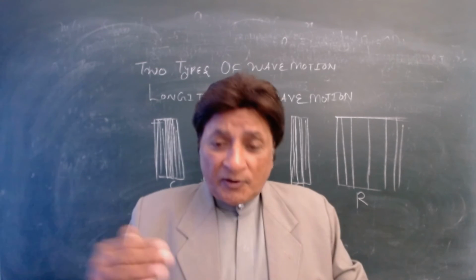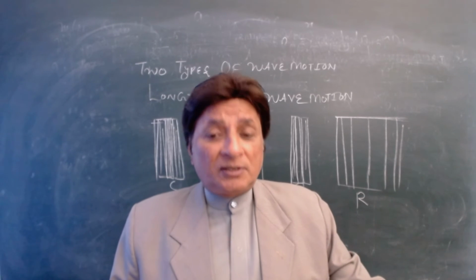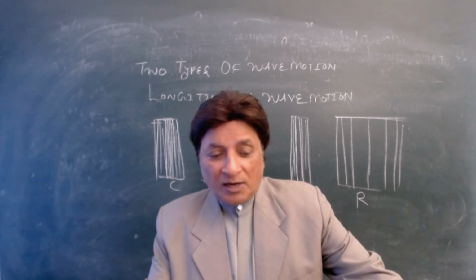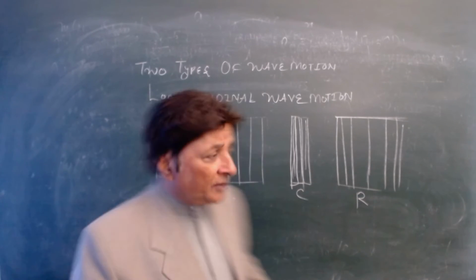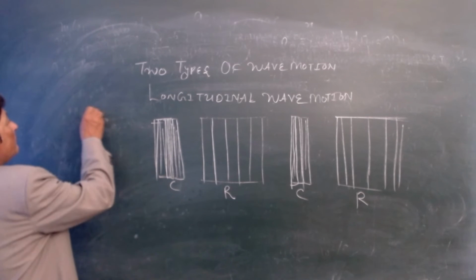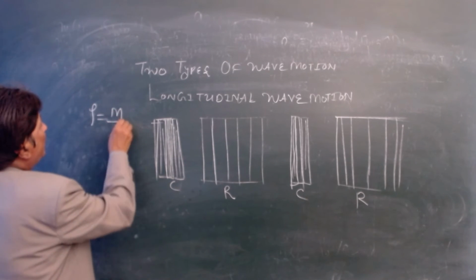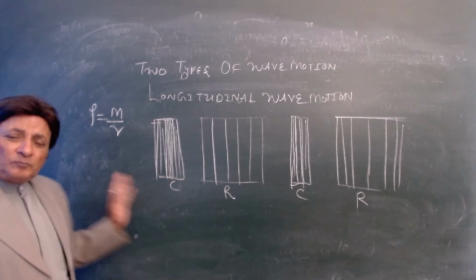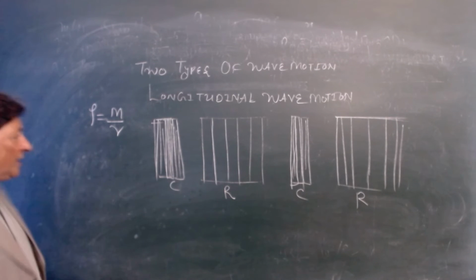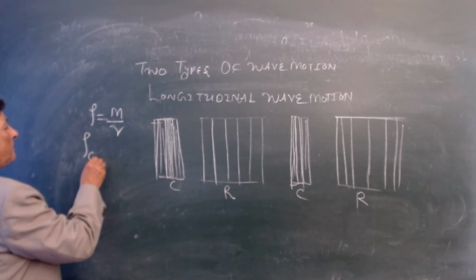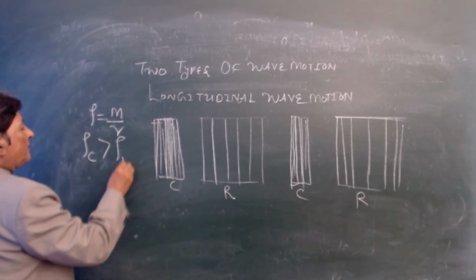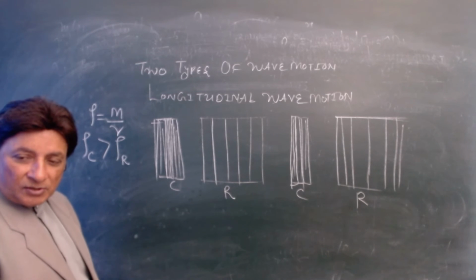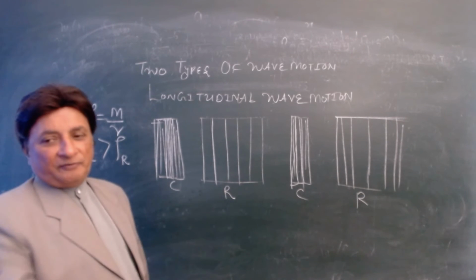ठीक है, तो जो डेंसिटी है वो कंप्रेस्ड जोन में इंक्रीज कर जाती है और रेरिफाइड जोन में डिक्रीज कर जाती है. क्यों, आपको अच्छे से पता है. जो डेंसिटी है वो मास पर यूनिट वॉल्यूम है. तो जैसे जैसे वॉल्यूम डिक्रीज करेगा तो डेंसिटी इंक्रीज करेगी. So density of the compressed zone is greater than density of the rarefied zone.